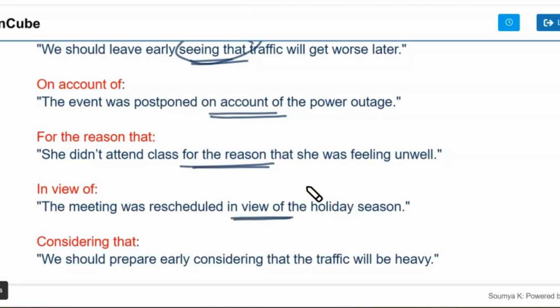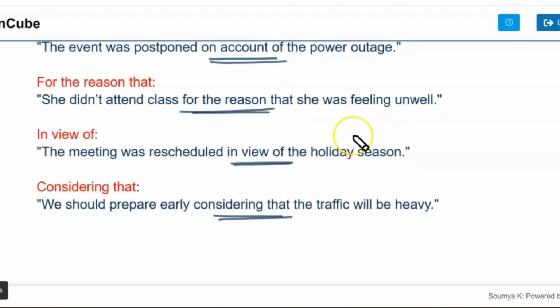Next one is considering that. We should prepare early considering that the traffic will be heavy. Okay. So these are the words that you can replace instead of because. They will give a similar meaning, but in different scenarios these words can be used as well. Okay. It is used for everyday conversation.